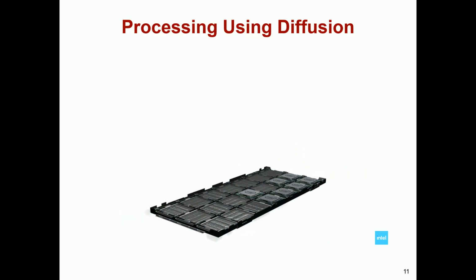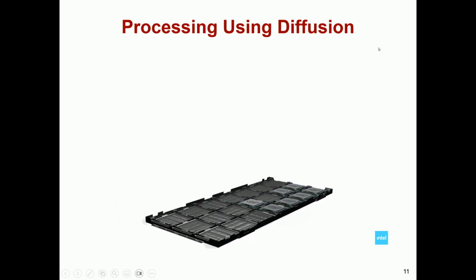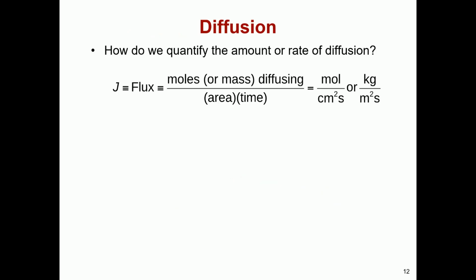Yeah, this is the end of the movie. Now let's discuss how we quantify the diffusion rate. We define the flux J: mass diffusing per unit area per unit time.